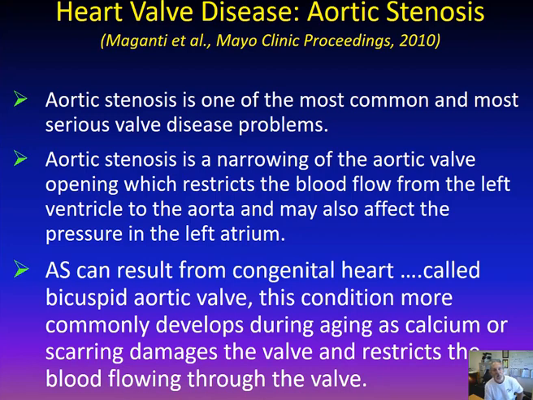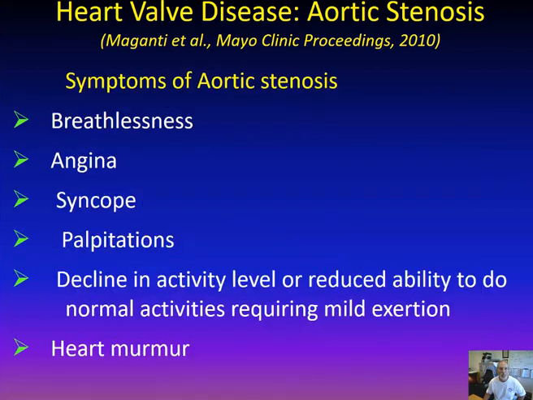Now, what about aortic stenosis? It's one of the most common and most serious valvular disease problems. It's a narrowing of the aortic valve opening, which restricts blood flow from the left ventricle up through the aorta, but it can also affect the pressure in the left atrium because it backs up from the left ventricle into the left atrium. Aortic stenosis can result from a congenital heart condition called a bicuspid aortic valve, and this condition more commonly develops during aging as calcium or scarring damages the valve and restricts blood flow through the valve.